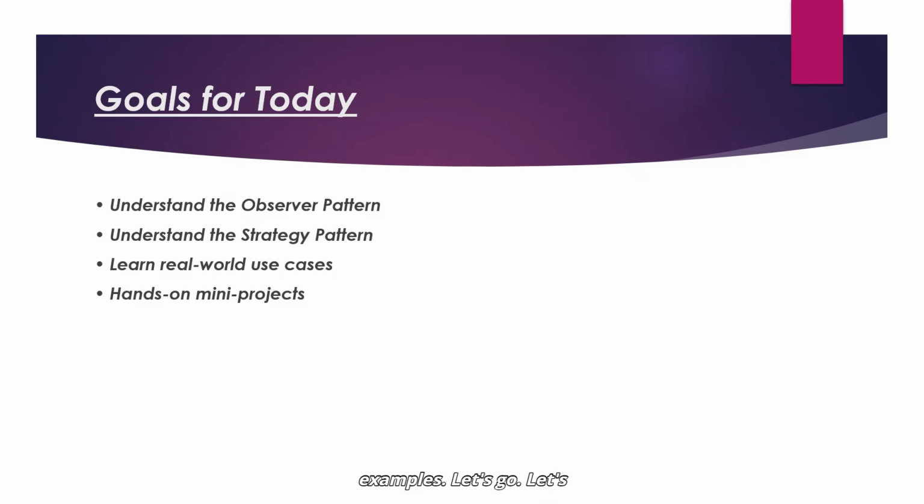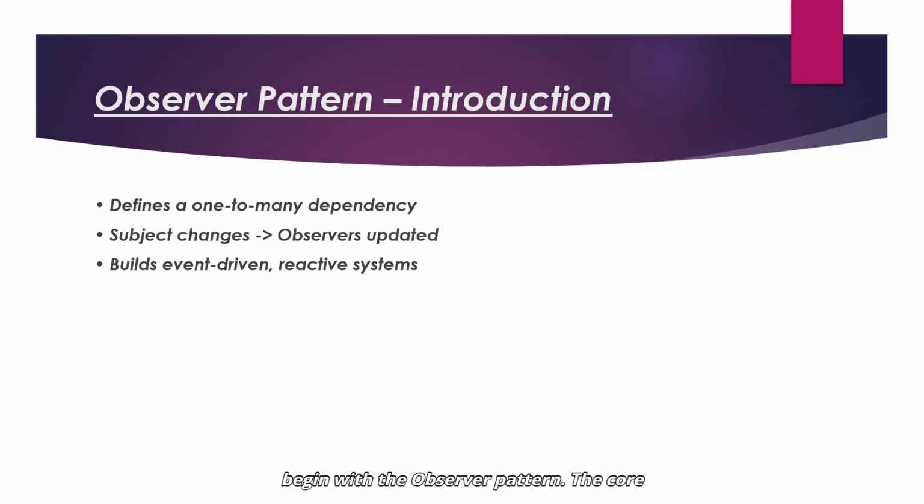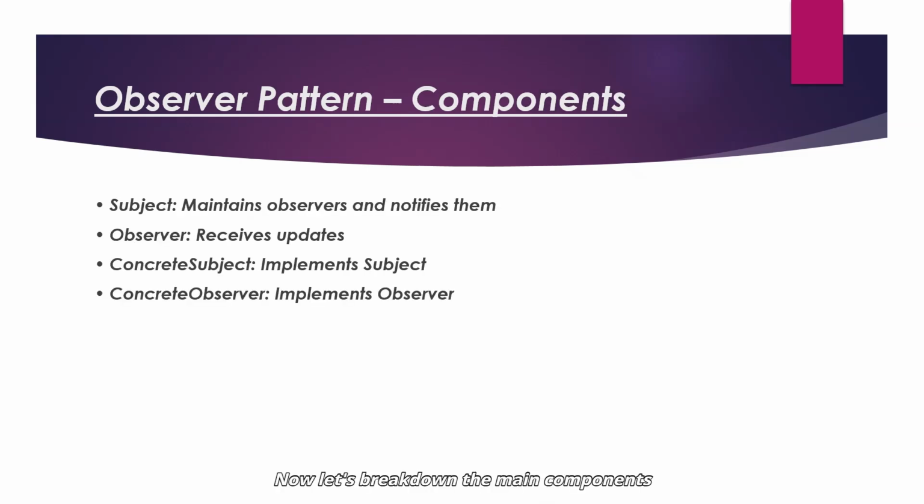Let's go. Let's begin with the observer pattern. The core idea behind this pattern is simple yet powerful. When one object's state changes, all its dependents should be automatically notified and updated. This establishes a one-to-many relationship between objects where the one is called a subject and the many are observers. This pattern is crucial in event-driven programming where different parts of a system must react to changes elsewhere without being tightly coupled together. Now let's break down the main components involved in the observer pattern.